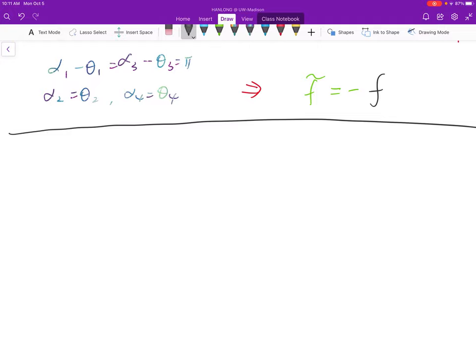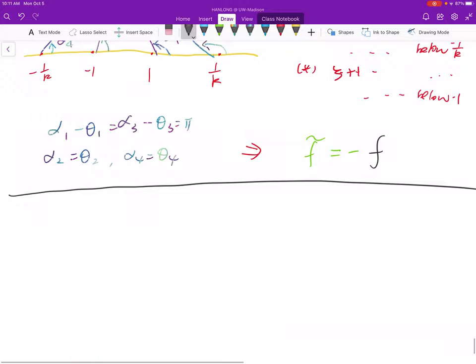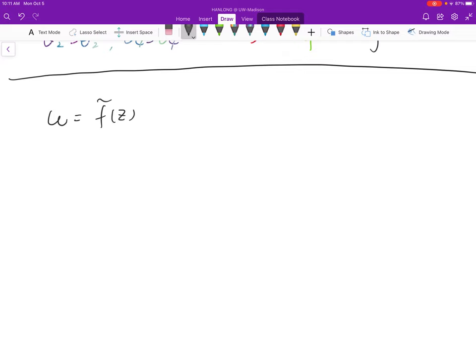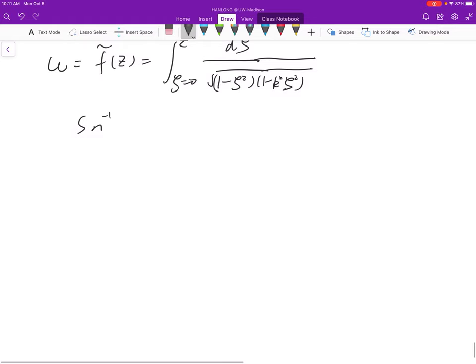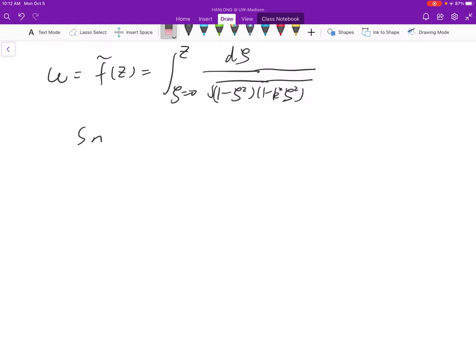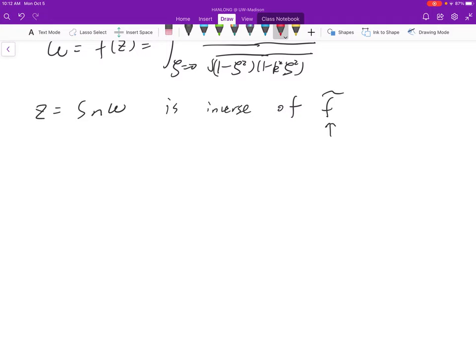People study a lot about the elliptic integral. For example, they denote the inverse function as Sn omega. Z is Sn omega. This is the inverse of f theta, which is elliptic. This is the elliptic integral. This is the Jacobian sine function, an elliptic function.